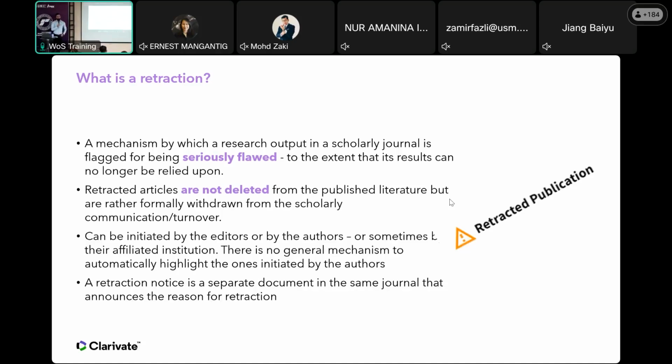So what is exactly retraction? It's a mechanism by which, if a particular research output is considered to have serious issues, seriously flawed, its results are not trusted. And it's very important to understand that such articles are not deleted from the journals, so they still exist there, but somehow they're withdrawn from the scientific turnover. So you can still read this paper, you can theoretically try to cite it if you want, but that doesn't have any additional scholarly value as it used to have.